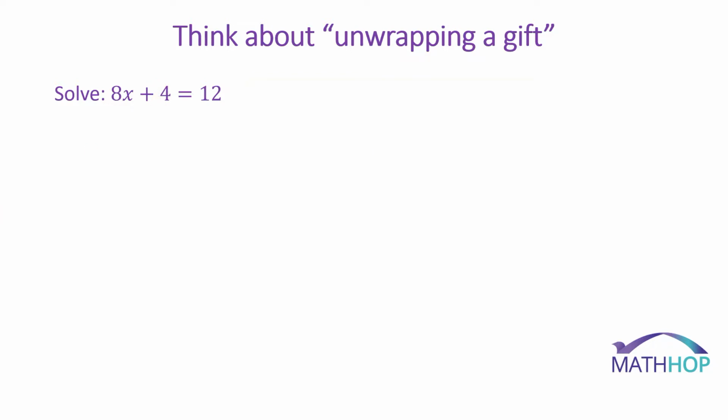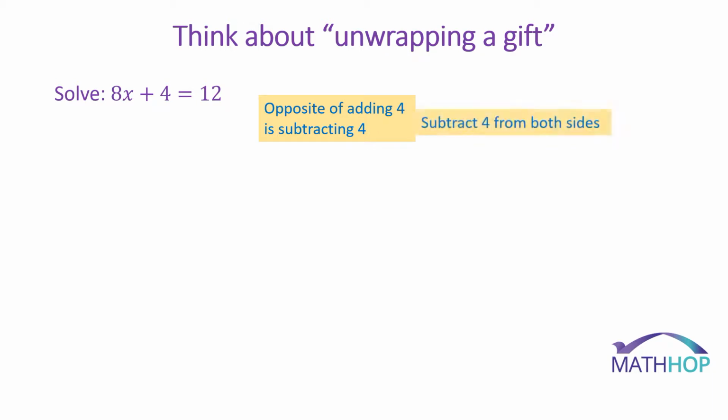We do that by subtracting 4. The opposite of plus 4 is minus 4. So subtract 4 from both sides. Okay, once we do that, remember 4 minus 4 is 0. That's the goal here. If you don't get 0 from this, you've done something wrong. So then we're left with 8x equals 8.